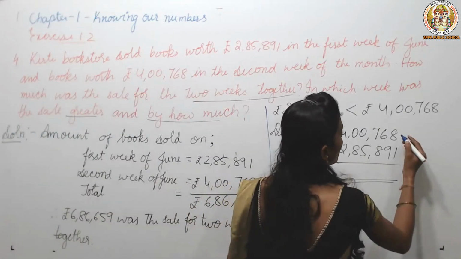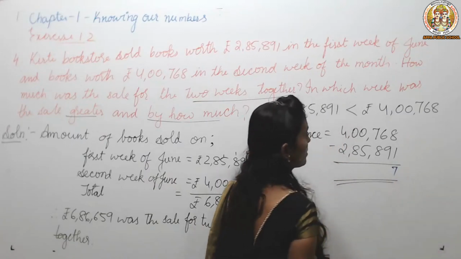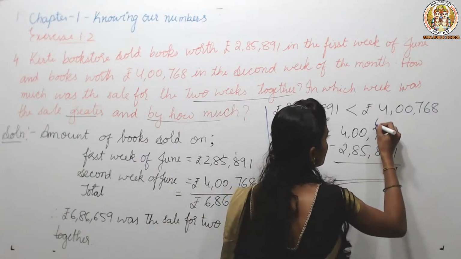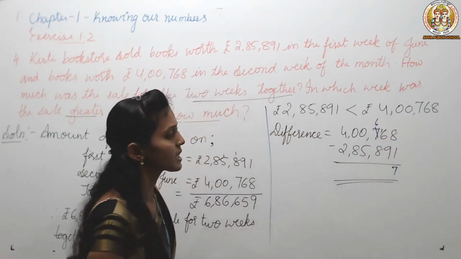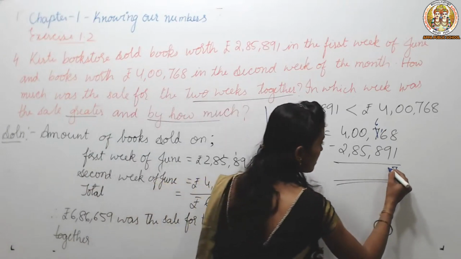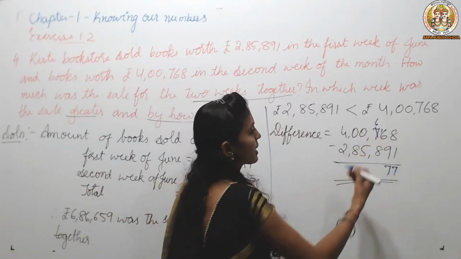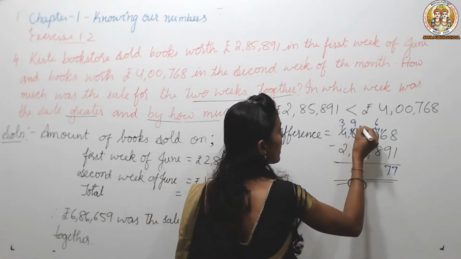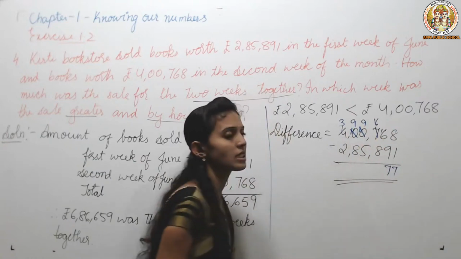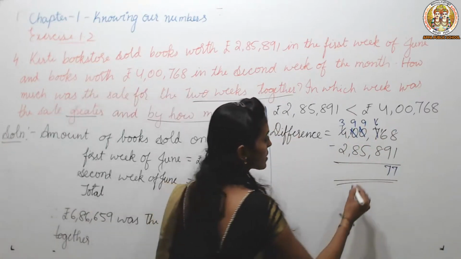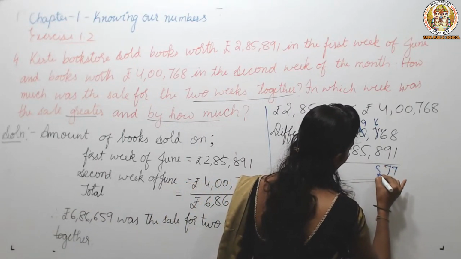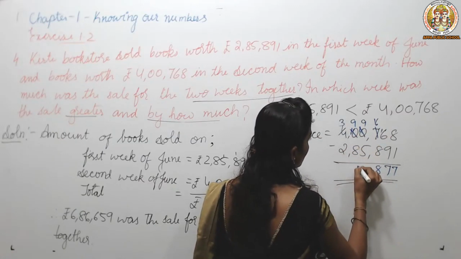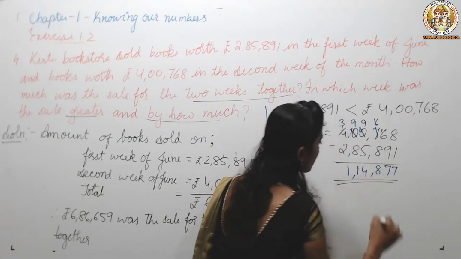So, 8 minus 1 is 7. 6 minus 9, can we? No. 6 becomes 16. 16 minus 9 is again 7. 8, we can't borrow. 3, 10, 9, 10, 9, 16. 16 minus 8 is 8. 9 minus 5 is 4. 9 minus 8 is 1. 3 minus 2 is 1.